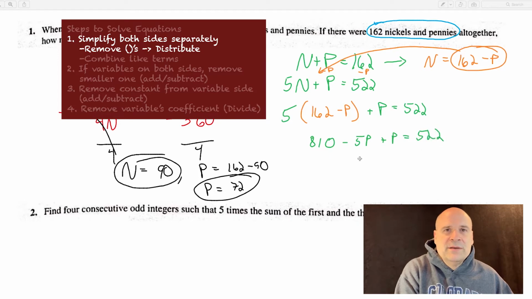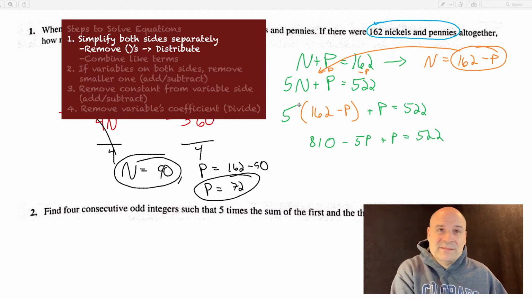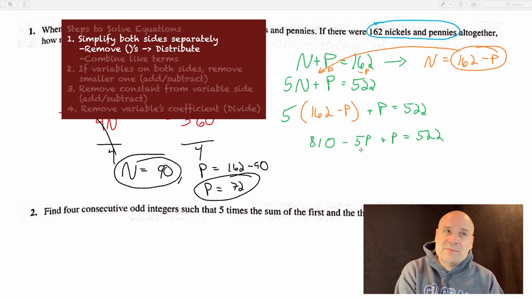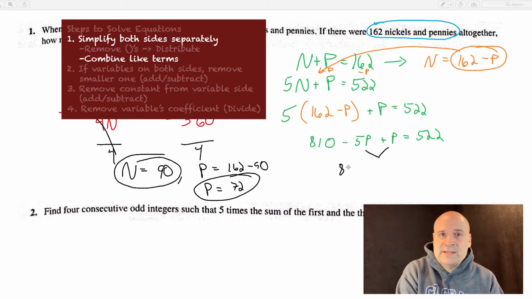522. First step to solving equations, we just did that. We distributed by simplifying both sides separately. The second step of simplifying both sides separately is to combine like terms. So 810, this is a negative 5p. If you don't know that, just chicken scratch. So minus 4p, or plus negative 5p plus p, is negative 4p equals 522.